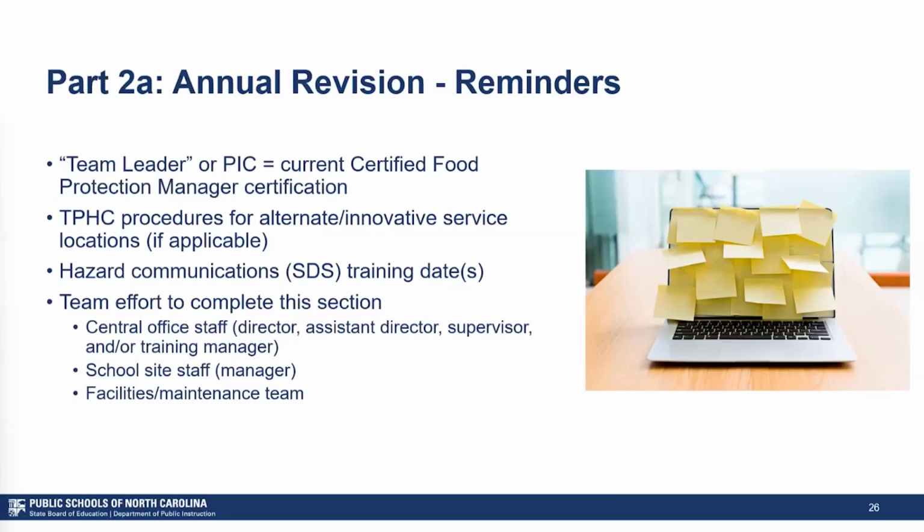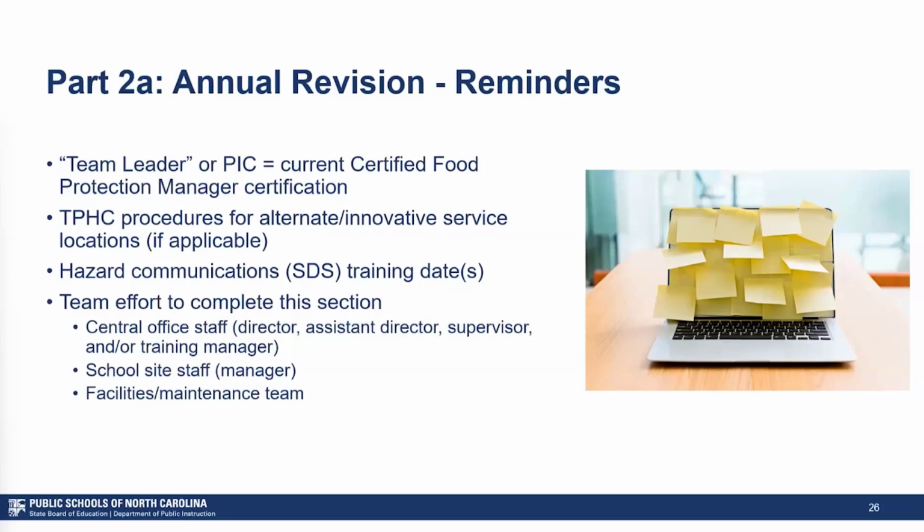So you do want to make sure that your food safety team section and certified food protection manager sections are consistent, at least in terms of the person that holds that certification. If you've indicated any alternate or innovative service locations in Part 2A, such as a classroom, kiosk, or hallway, make sure that you have TPHC written procedures to go with food served at those locations if you are using TPHC and not tracking temperatures. We'll talk more about TPHC procedures and what that entails later on in this webinar.